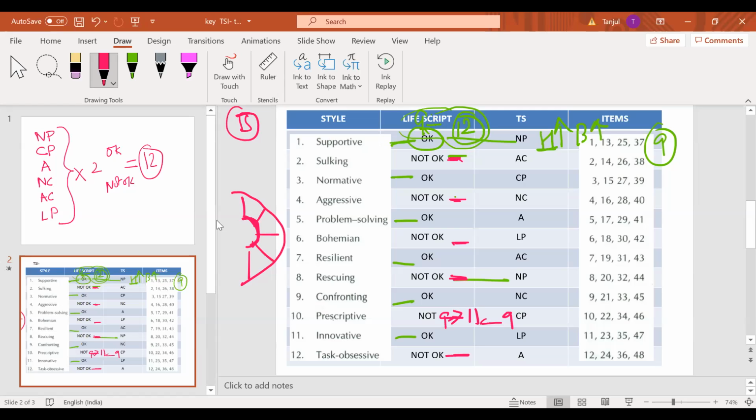For example, let me guess, at this point of time, or maybe 2 years ago, when you just left your army or defense background, you would be very high on problem solving, on normative. These two would be very high for you. And also task obsessive. Because army people are very normative, controlling parent, they would be high on problem solving. So your profile would be very high on this. Now, confronting is your stage profile.